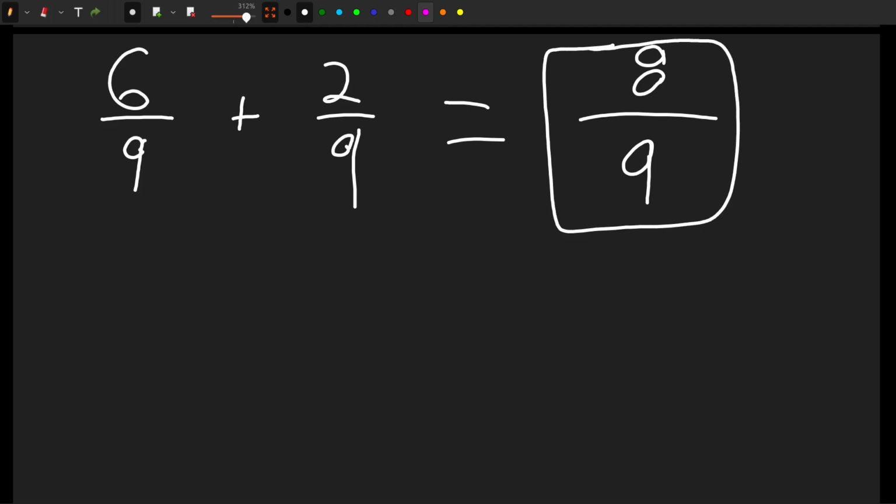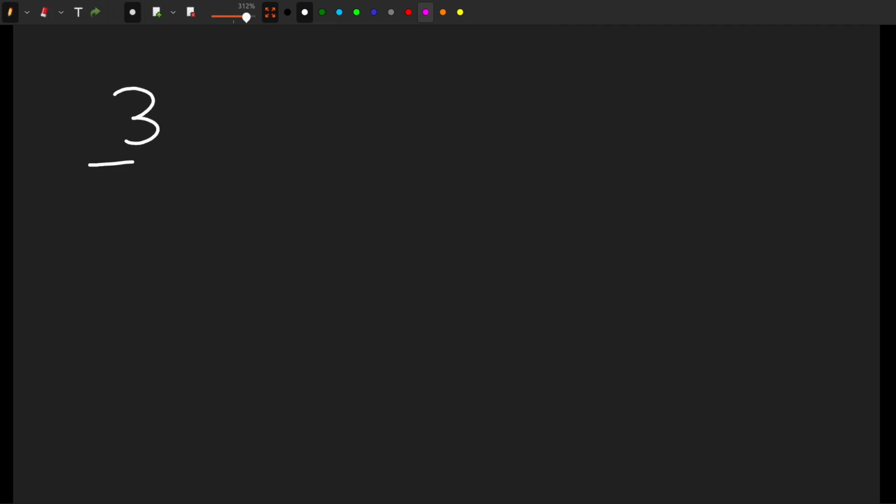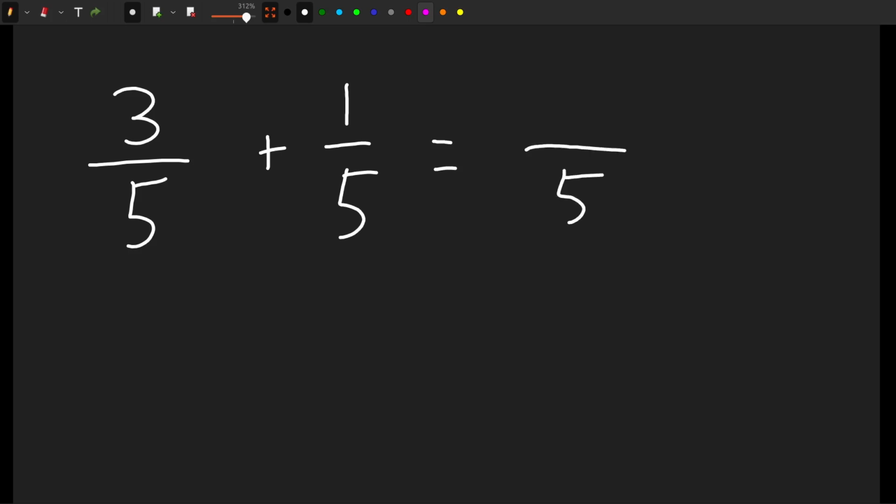The next problem, we have 3/5 plus 1/5. Again, this one is kind of simple. Since they have the same denominator, I keep the 5, and 3 plus 1 is 4.